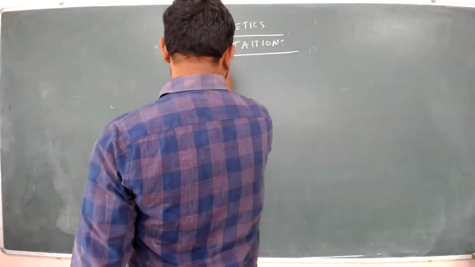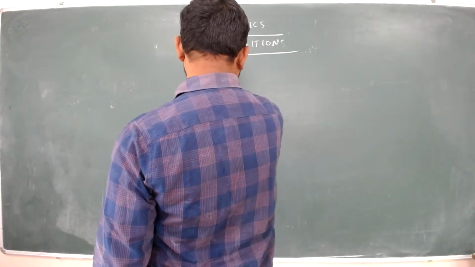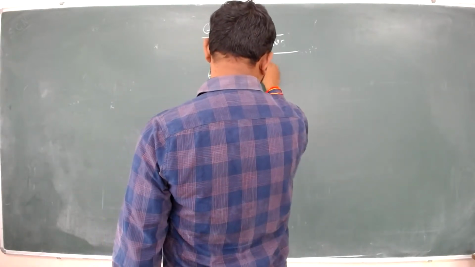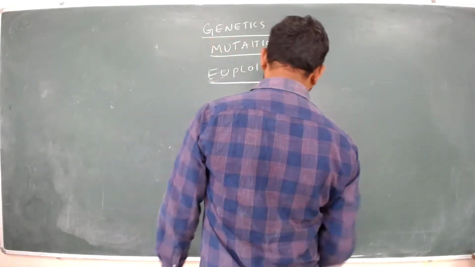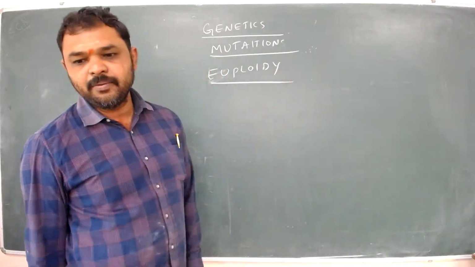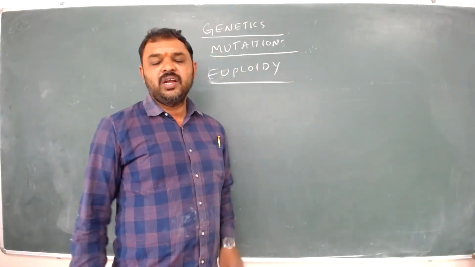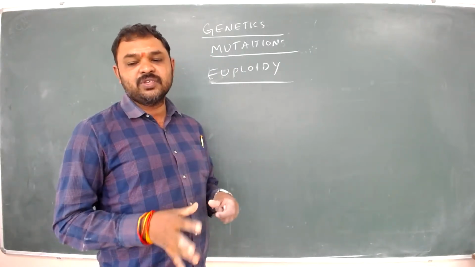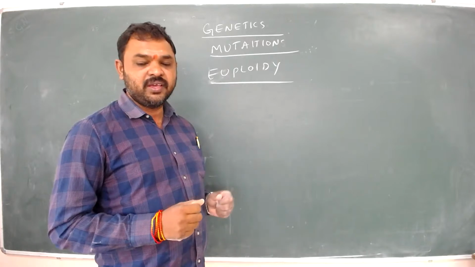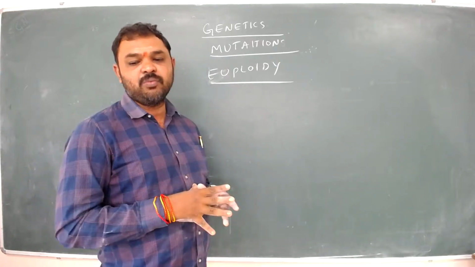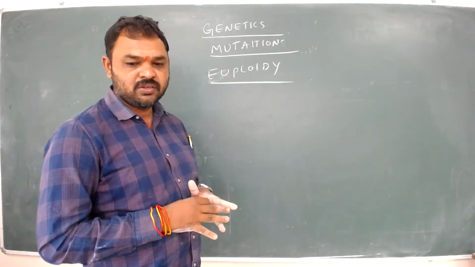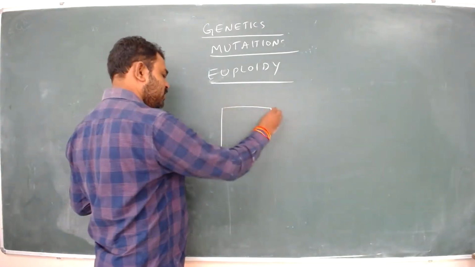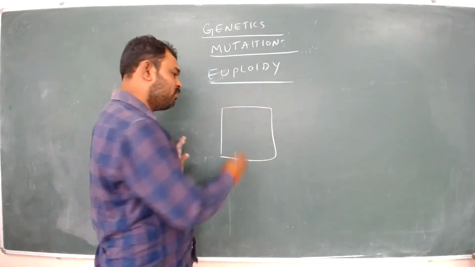In this case, you can see euploidy. What is euploidy here? Euploidy is a numerical change in all sets of the chromosomes in the cell. If only one set is changed, it is aneuploidy. Euploidy means all sets. Suppose you see one cell. How many chromosomes are there?